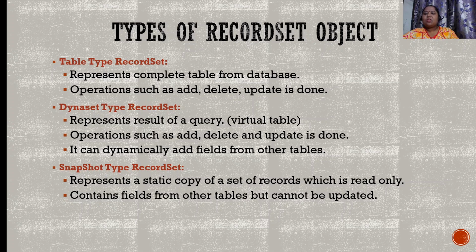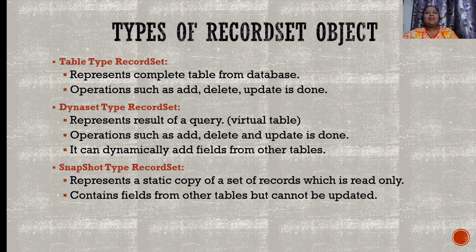The next one is called snapshot type record set. Snapshot type. So the name itself tells you what it is used for. Snapshot here means it just gives a snap of it. It's like a photocopy. So what happens here? It represents a static copy. Since it is a photocopy, any dynamic changes cannot be recorded.